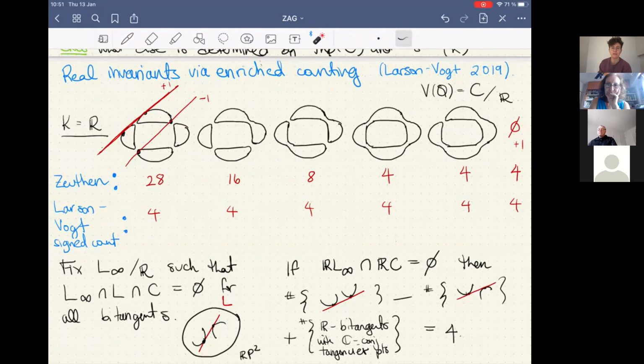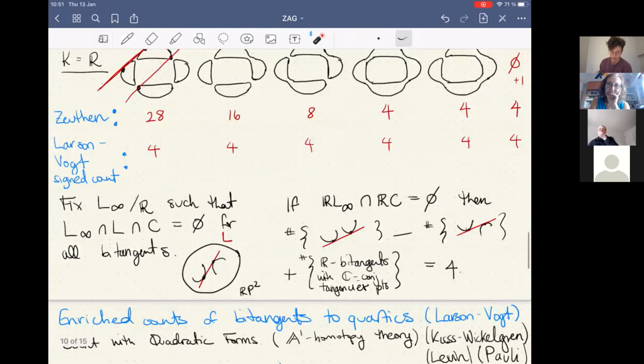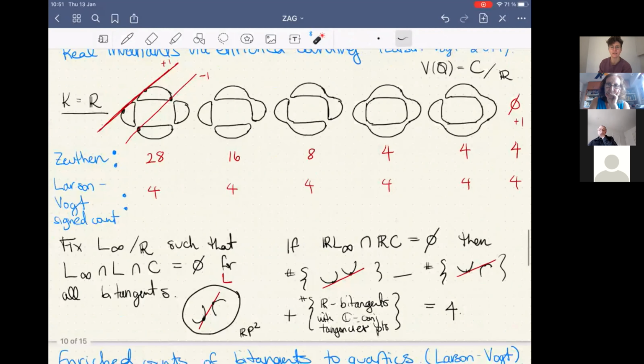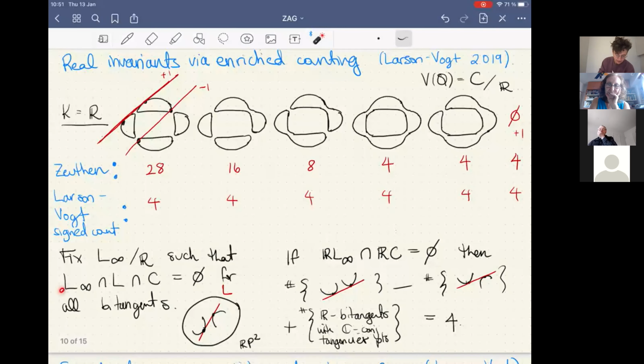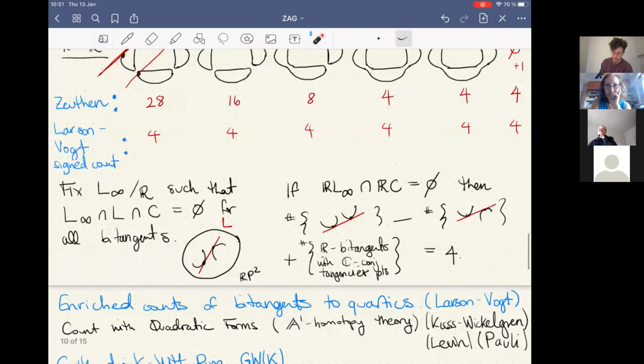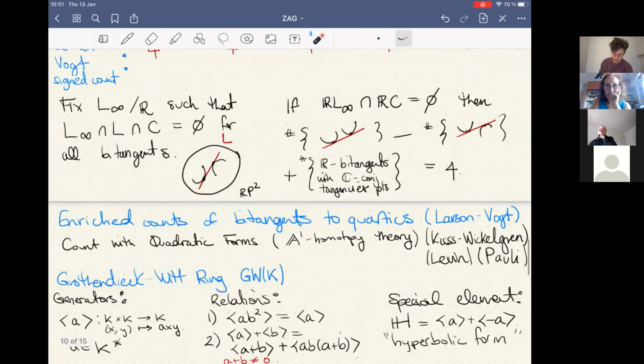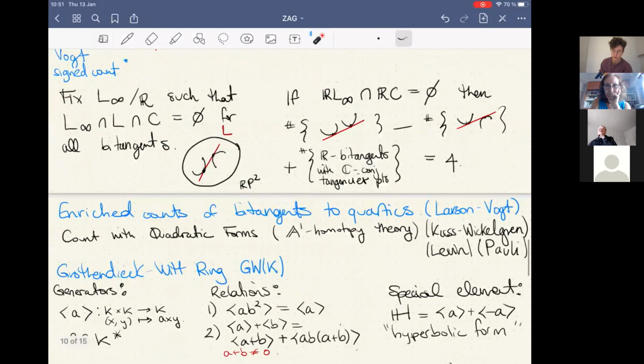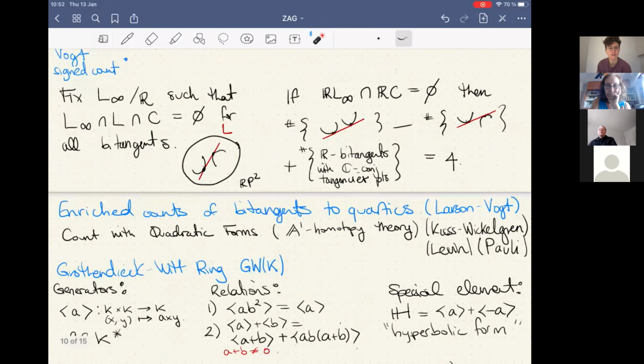And the way that they come up with this invariant is via these enriched counts of bitangents. And in this case, when your curve lives entirely in the affine chart, so it doesn't touch the line at infinity, they managed to show that there's a bundle, which they consider, which is relatively orientable, and that just immediately gives invariance. But what they do as well is define so-called Q types of bitangents.